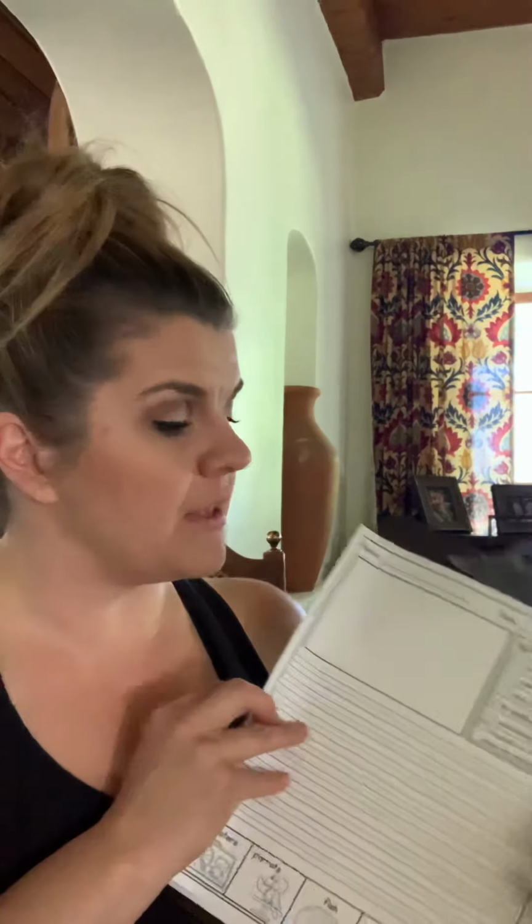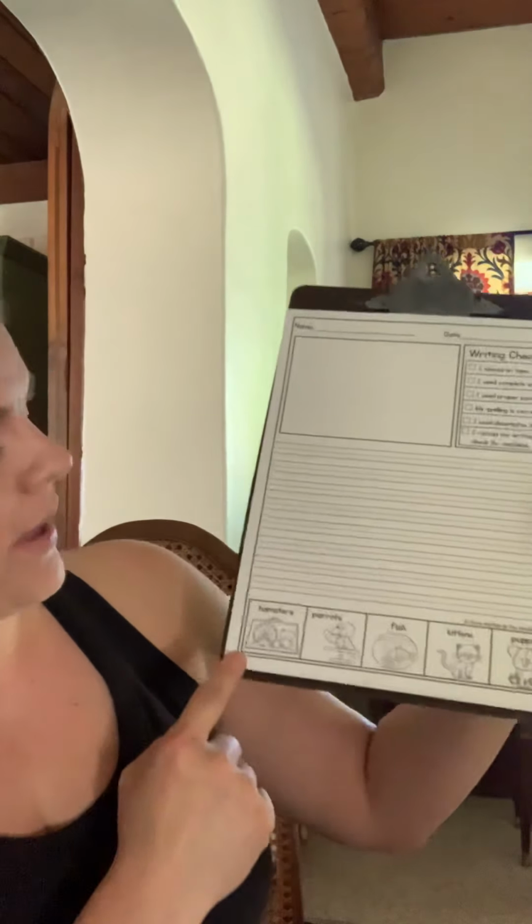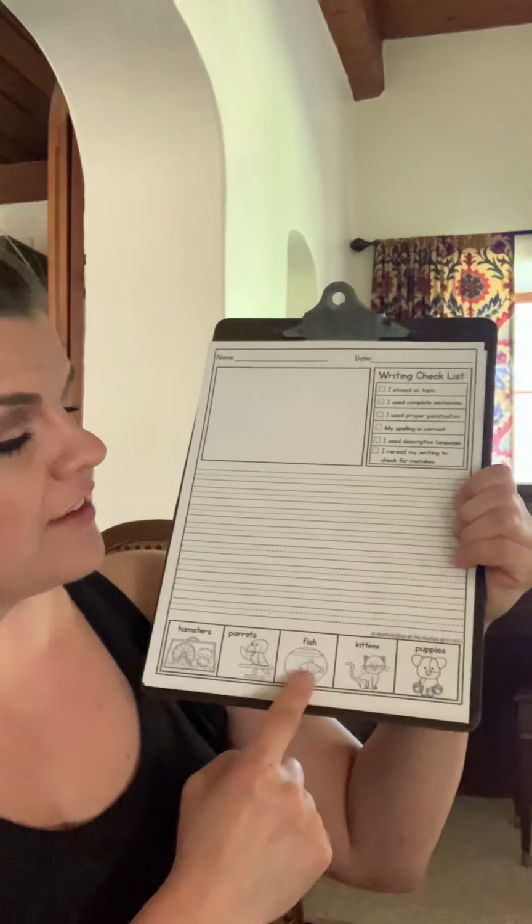I'm going to be using this paper right here, and it talks about different types of pets. There's hamsters, parrots, fish, kittens, puppies. Some of you may not have a pet, and that's okay. You could make up a story about one, or you could talk about if you've ever gone to a pet store. But today I'm going to use this paper, and I am going to write about my dog Tank and how we actually surprised the kids, and we didn't tell them that we were going to go get him.